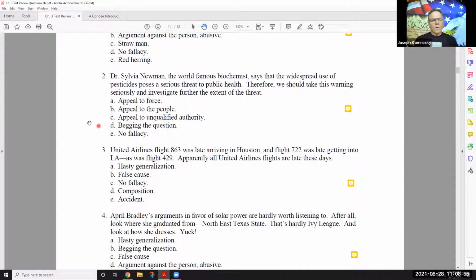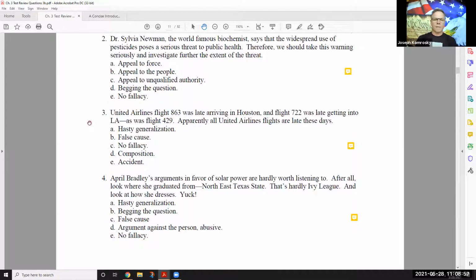3. United Airlines Flight 863 was late arriving in Houston, and Flight 722 was late getting into LA, as was Flight 429. So we have 1, 2, 3 flights getting in late. Apparently, all United airline flights are late these days. So there's 3 examples, and then it's making a claim about all United Airlines flights.